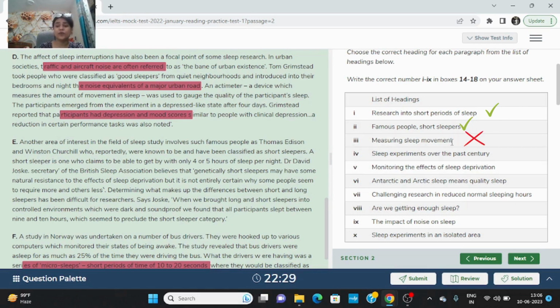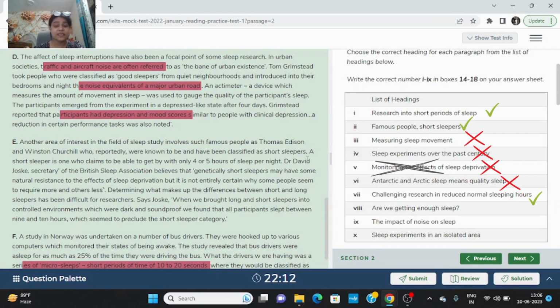Measuring sleep movement, no. Sleep experiment over the past century, no. Monitoring the effects of sleep deprivation, already done. Antarctic and Arctic sleep, no. Challenging research in reduced normal sleeping hours, yes. This is the most appropriate answer for this.